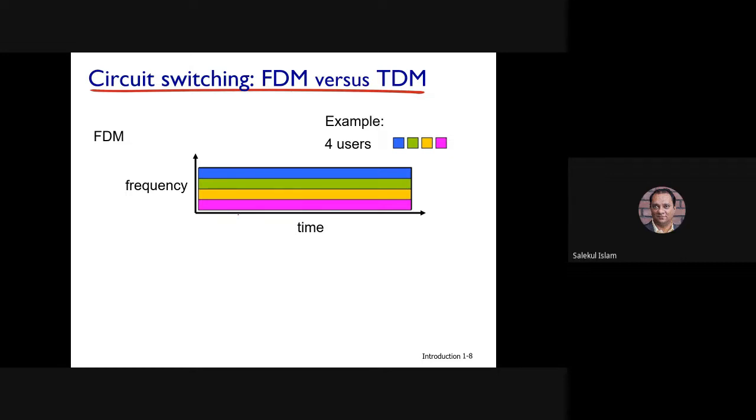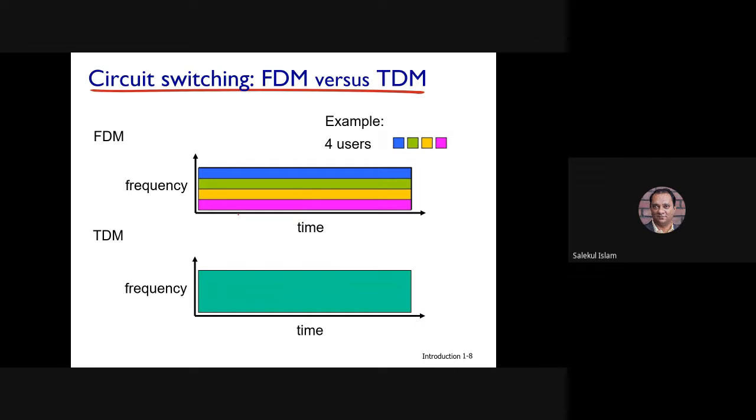Or you can divide it on the basis of time. So time is on the x-axis, so I can divide that x-axis into multiple slots, and each slot might be allocated for different users. So then this is known as time division multiplexing. But the basic idea is the same.